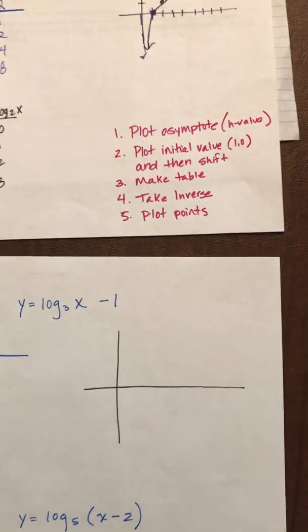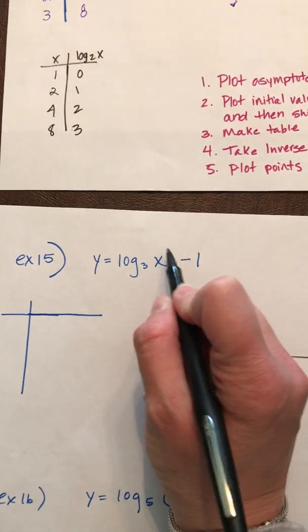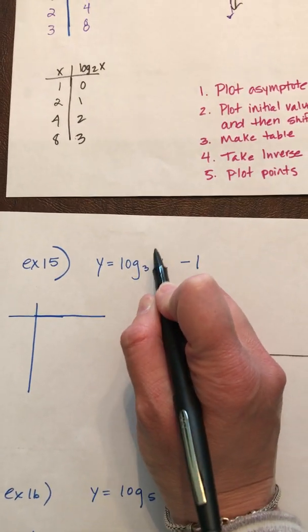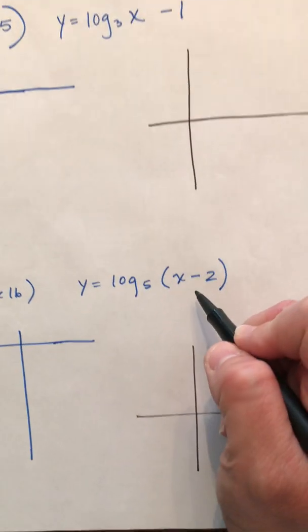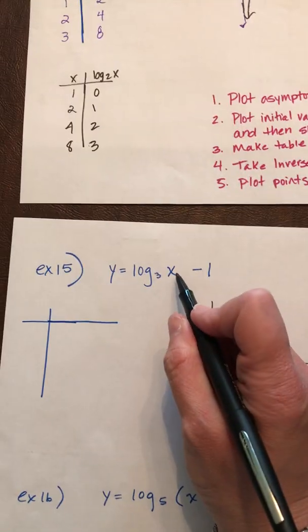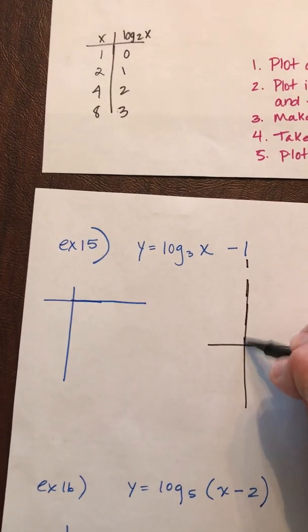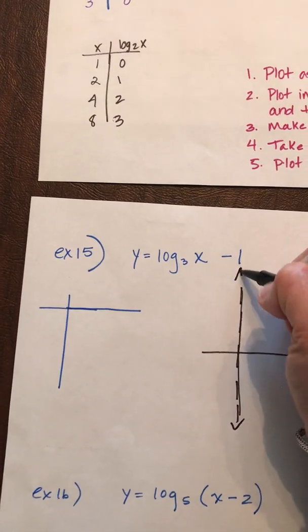steps to graph. The first thing said plot the asymptote. Remember, your asymptote is your h value. If there was an h value, there would be parentheses, kind of like this one, and it's attached to the x, like it'd be added or subtracted. This one has no h value, which again means that my asymptote is at 0.